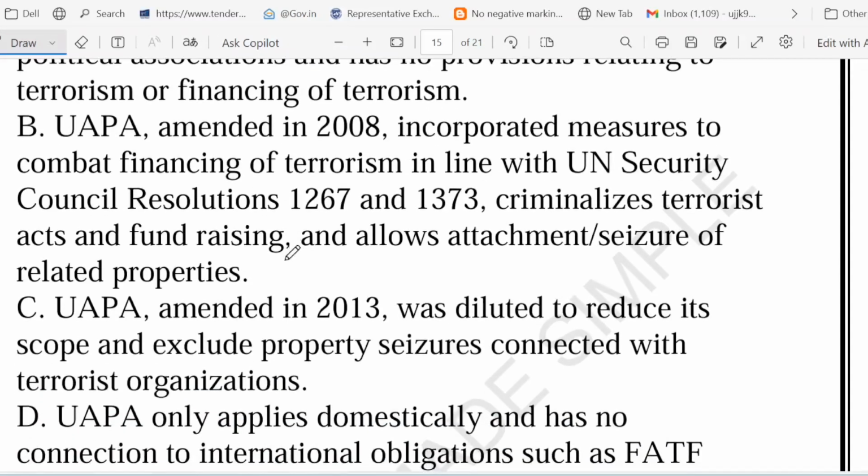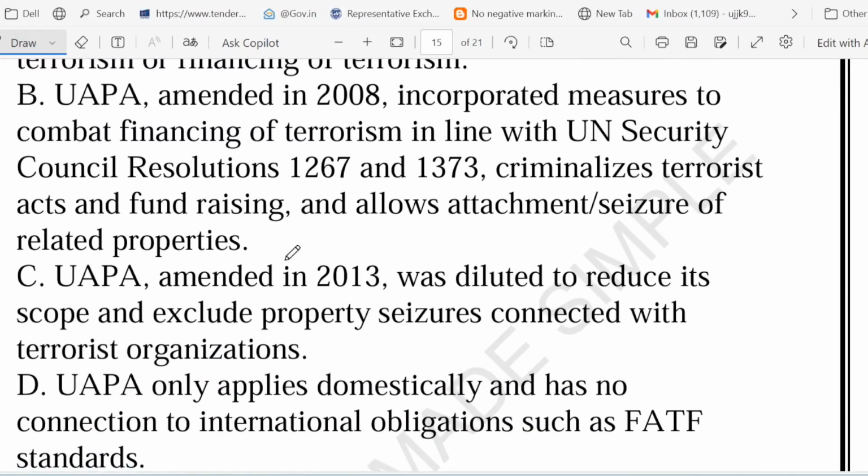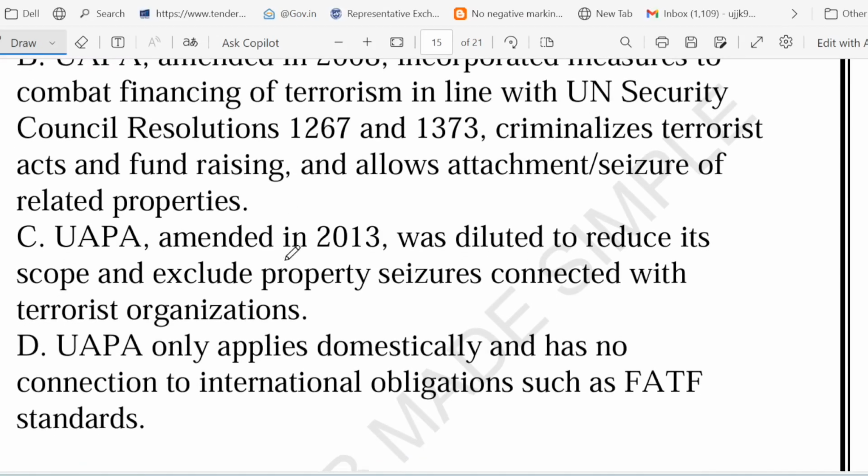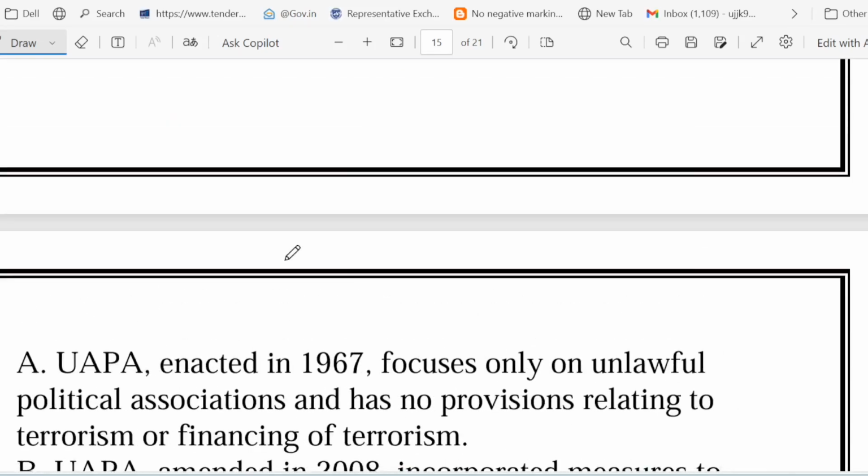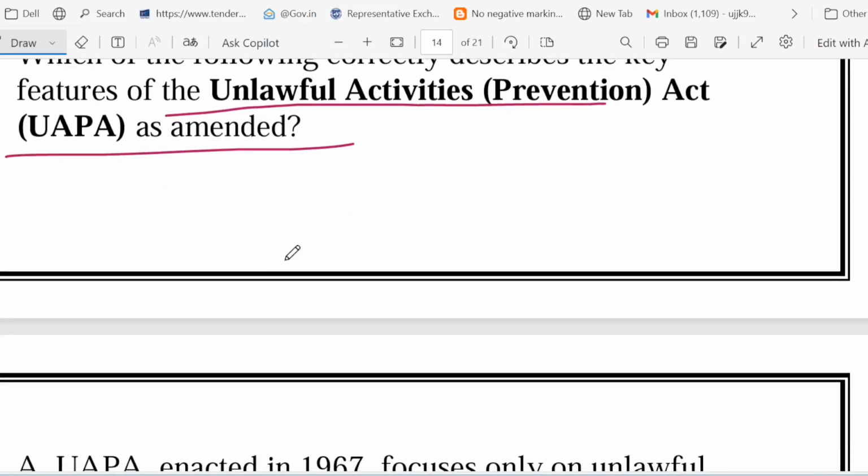Option B says UAPA amended in 2008 incorporated measures to combat financing of terrorism in line with UN Security Council resolution. Option C says UAPA amended in 2013 was diluted to reduce its scope and exclude property seizure connected with terrorist organization. Option D says UAPA only applied domestically and has no connection to international obligation such as FATF standards. So which of the options do you think is correct?